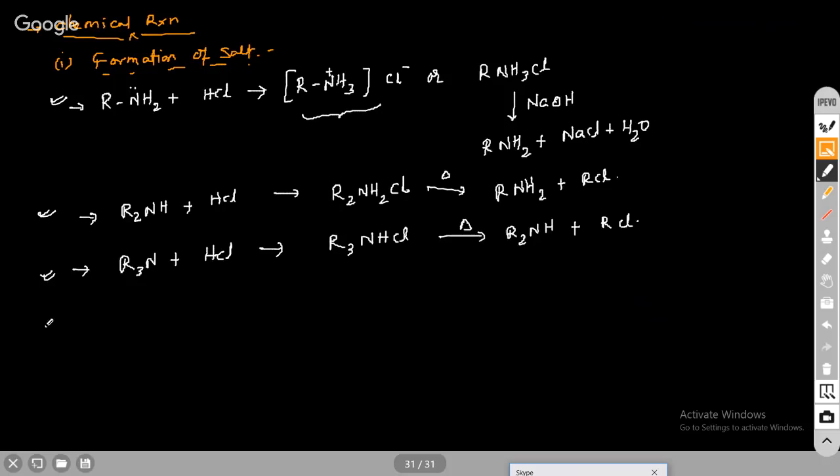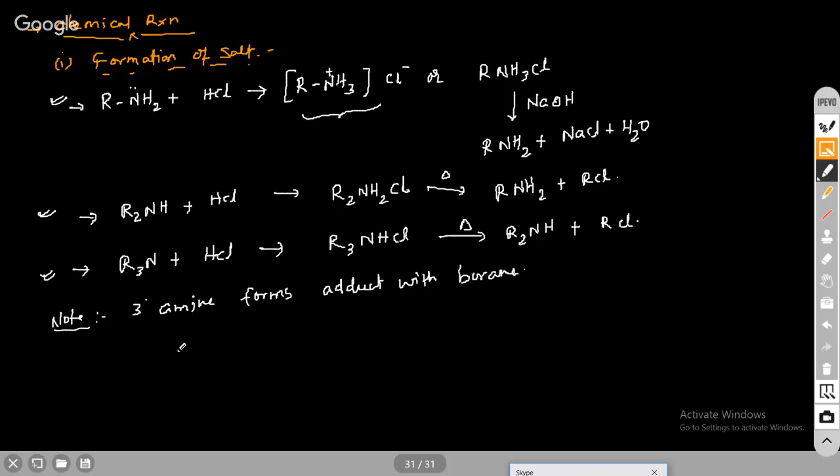One more important reaction here, you write down one note here. 3 degree amine forms adduct with borane. This is important, okay?